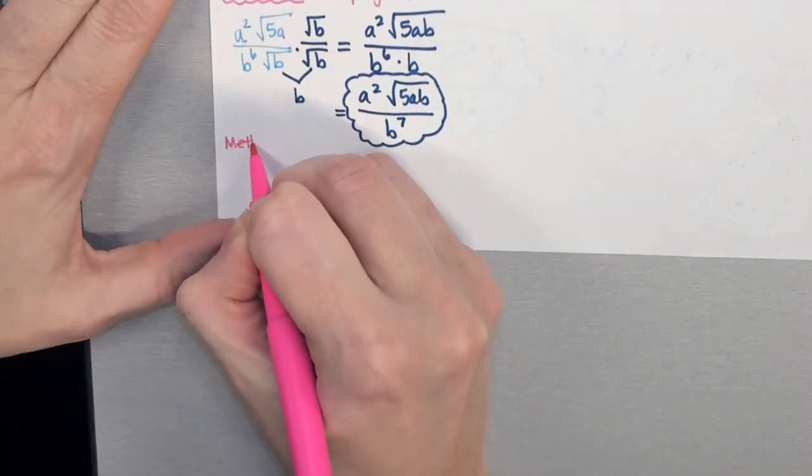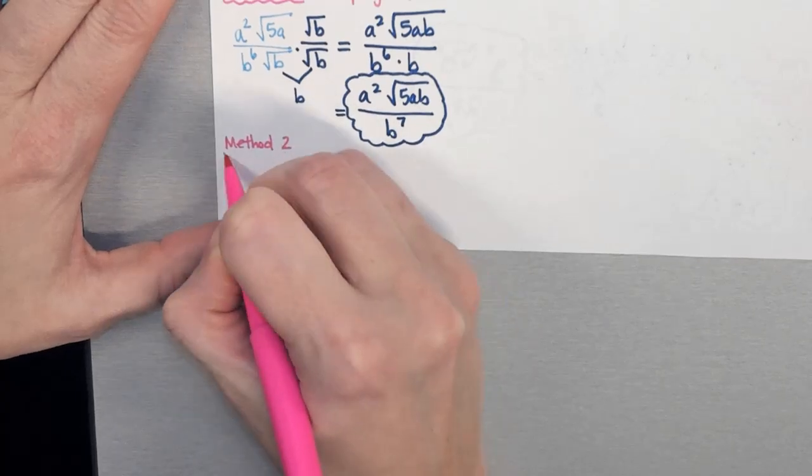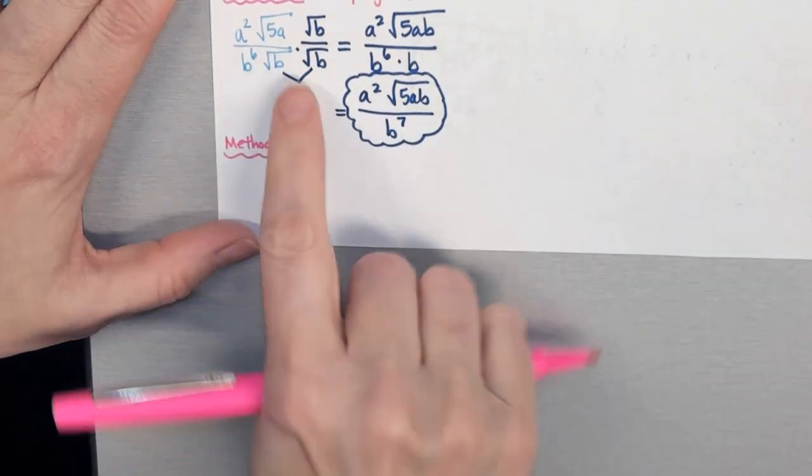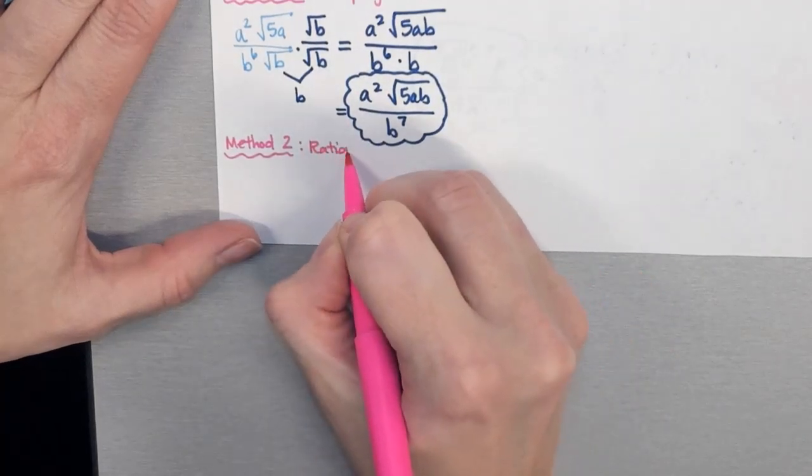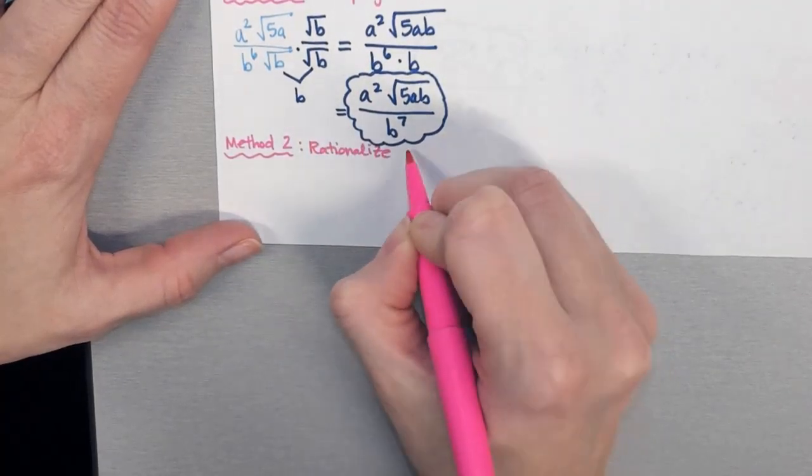Okay, and then method 2 is where you rationalize first. Okay, so we simplified and then rationalized, but your other method is to rationalize first.